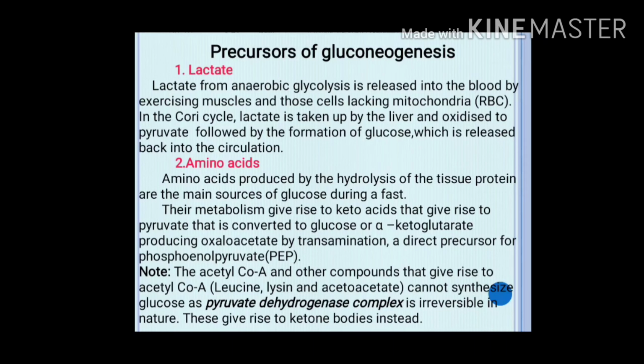Note one thing, that compounds which give rise to acetyl CoA, like leucine, lysine and acetoacetate, cannot synthesize glucose because the conversion of pyruvate to acetyl CoA is an irreversible reaction. That means the reaction of the enzyme, the pyruvate dehydrogenase complex, is irreversible in nature. Thus, we will not get pyruvate from acetyl CoA. So, the acetyl CoA will be forming ketone bodies instead.